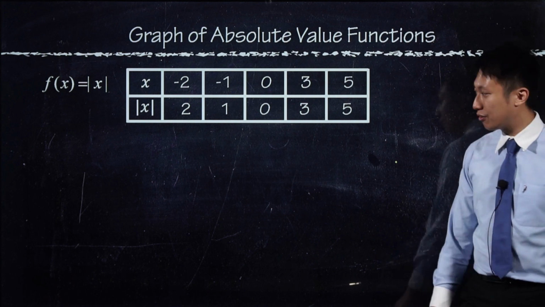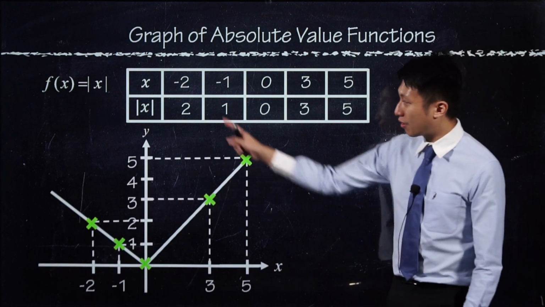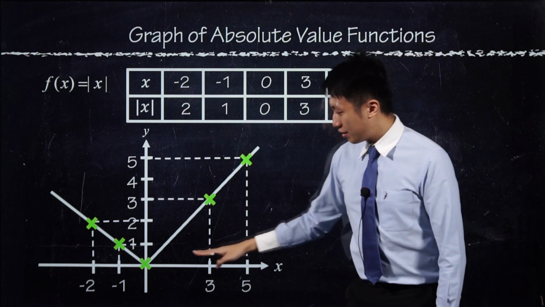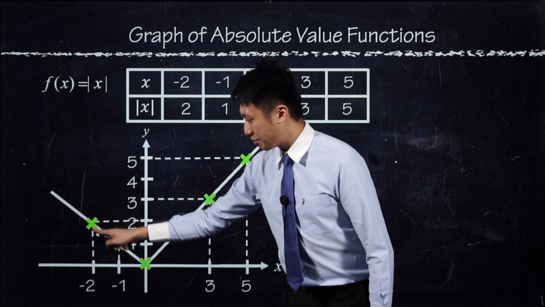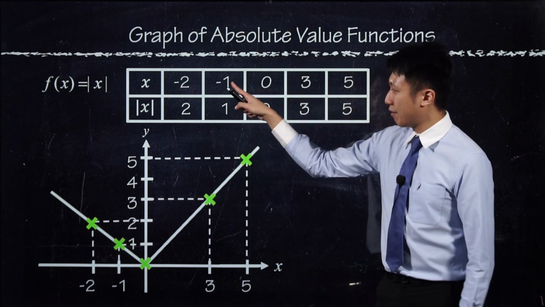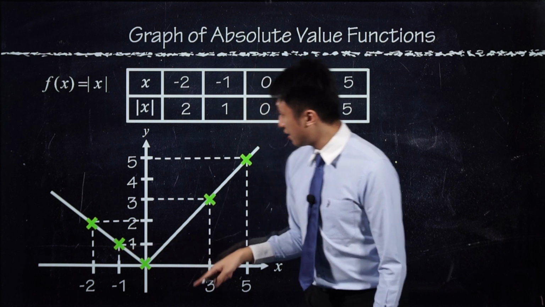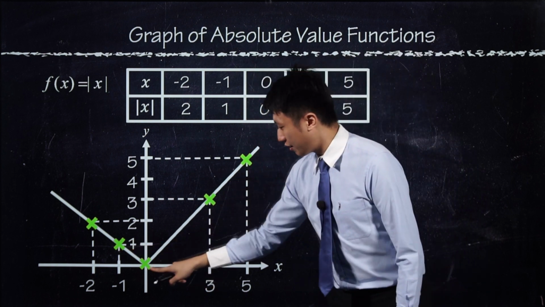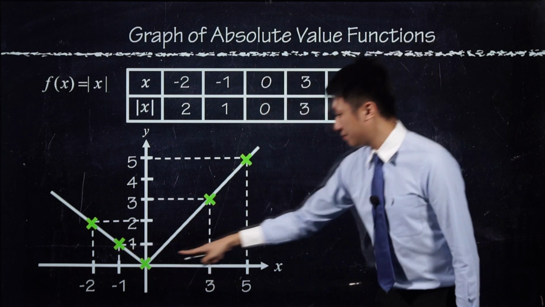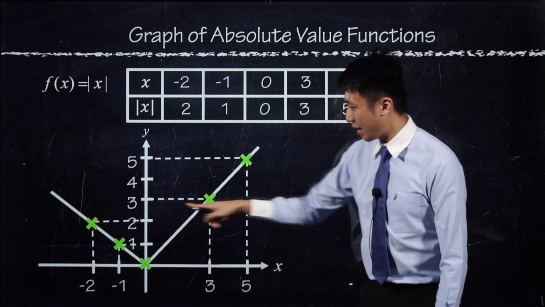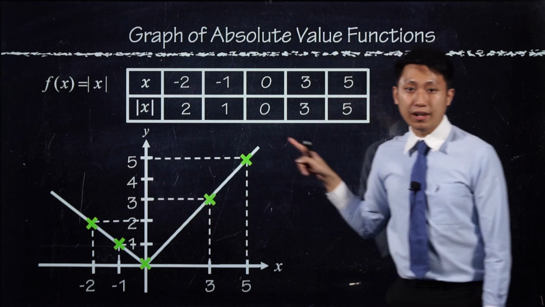So how does the graph look like? So I plot all these points. How do you plot these points? -2, 2. I put a cross here. Okay, -1, 1. I put a cross here. Then 0, 0. Put a cross here. Then 3, 3. Put a cross here. 5, 5. Put a cross here. And join all the lines here.